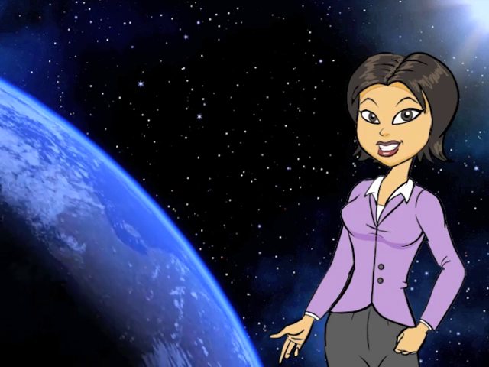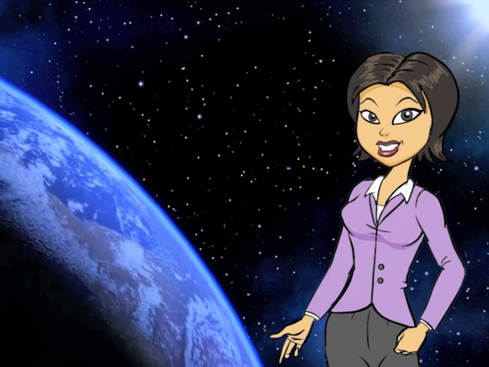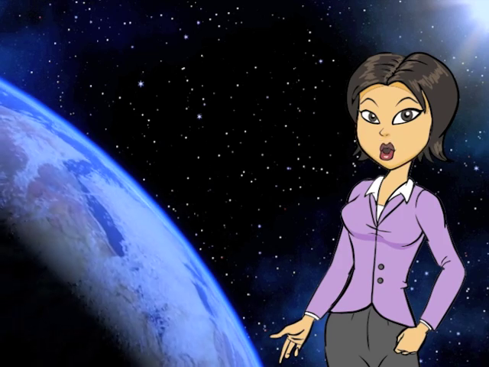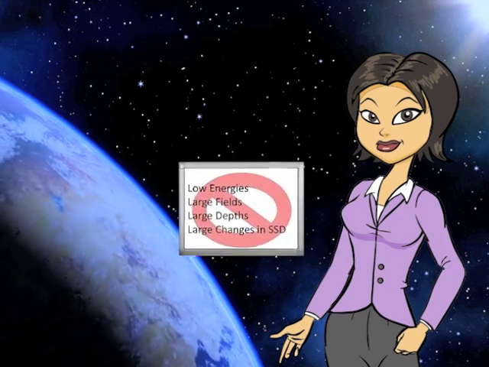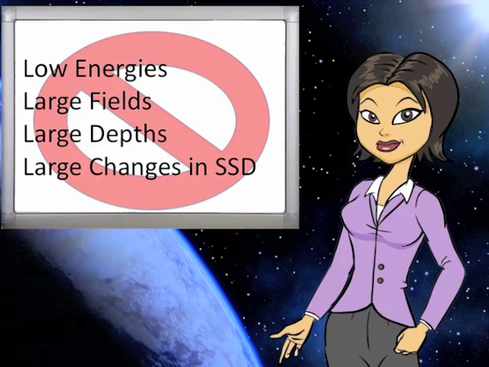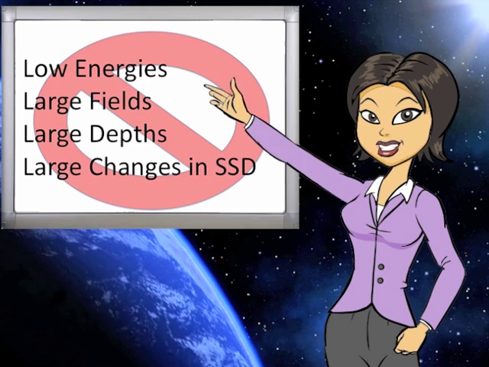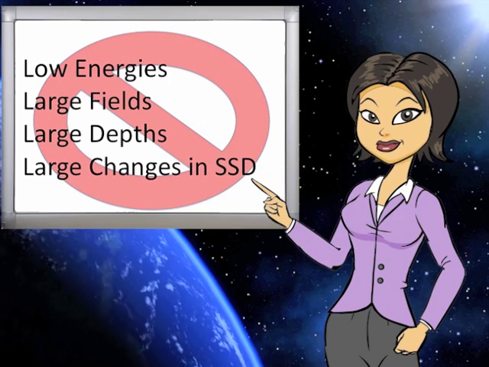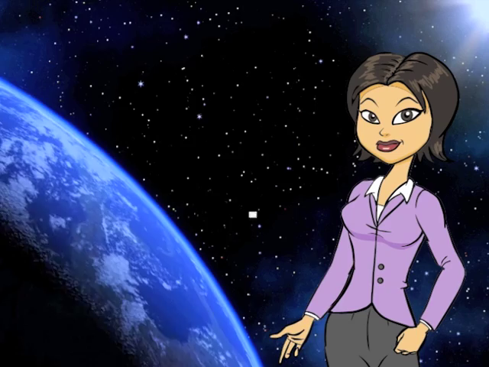We can use the Mayneord F factor because it is a reasonably accurate method of calculating the change in the percentage depth dose for small fields. It is important to note that the Mayneord F factor should not be used with low energies, large fields, large depths, or large changes in SSD.